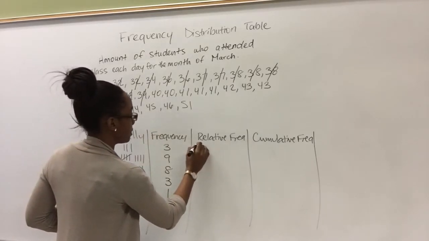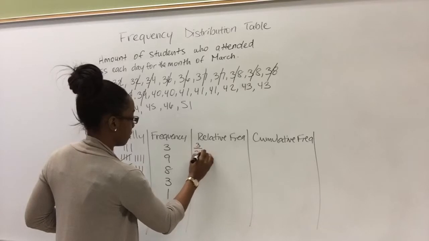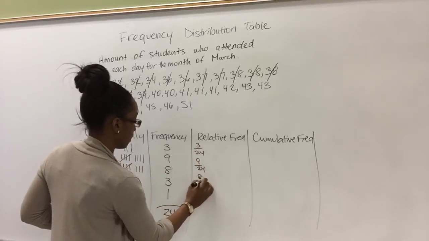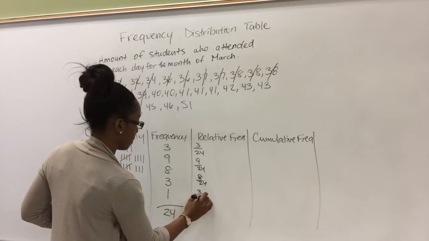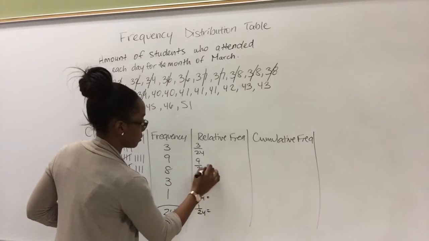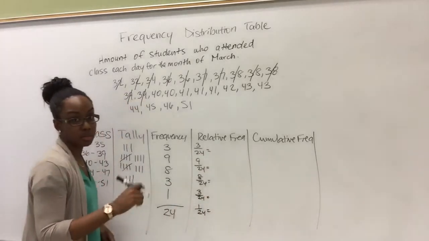So for relative frequency, you divide 3 by 24, 9 by 24, 8 by 24, 3 by 24, and 1 by 24. Your answers would be decimals, and it's okay to round to the nearest.